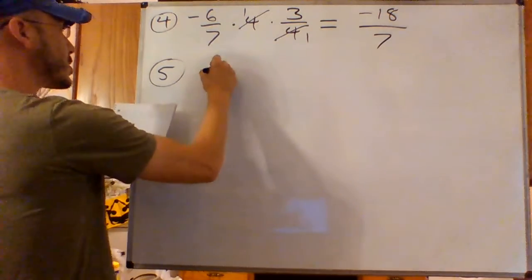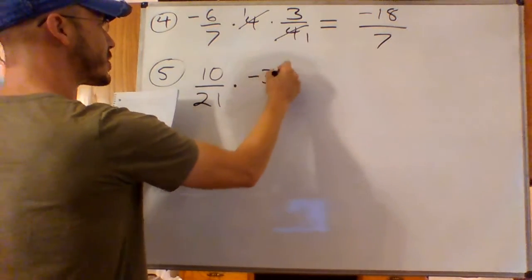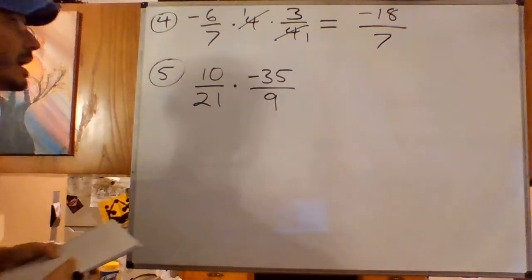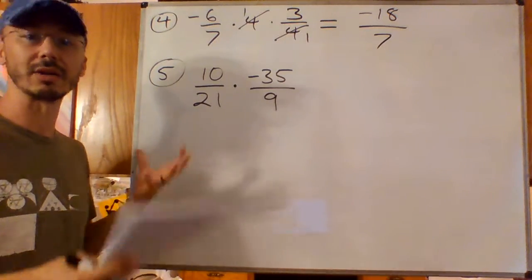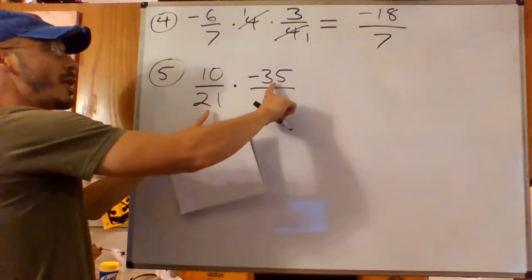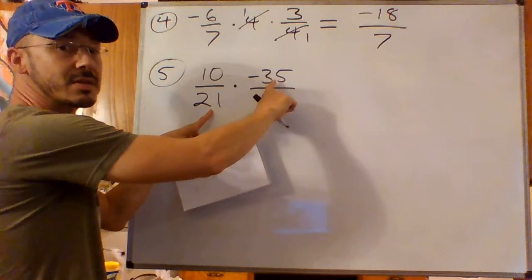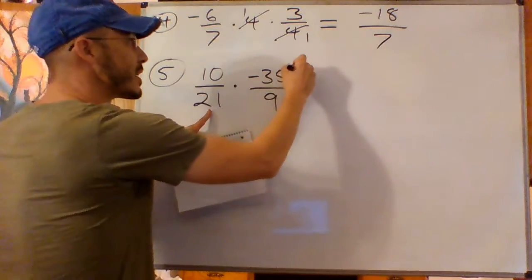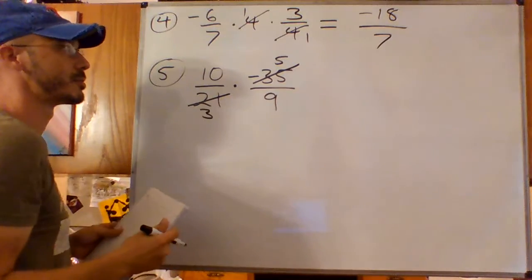The next one, also fractions, 10/21 times negative 35/9. And I'm going to do something similar here to simplify before I multiply. That way I don't have to work with large numbers, or the numbers will be as small as possible. These two have a common factor of 7. 35 is 5 times 7. 21 is 3 times 7. So if I cancel that 7, it leaves a 5 there and a 3 here.